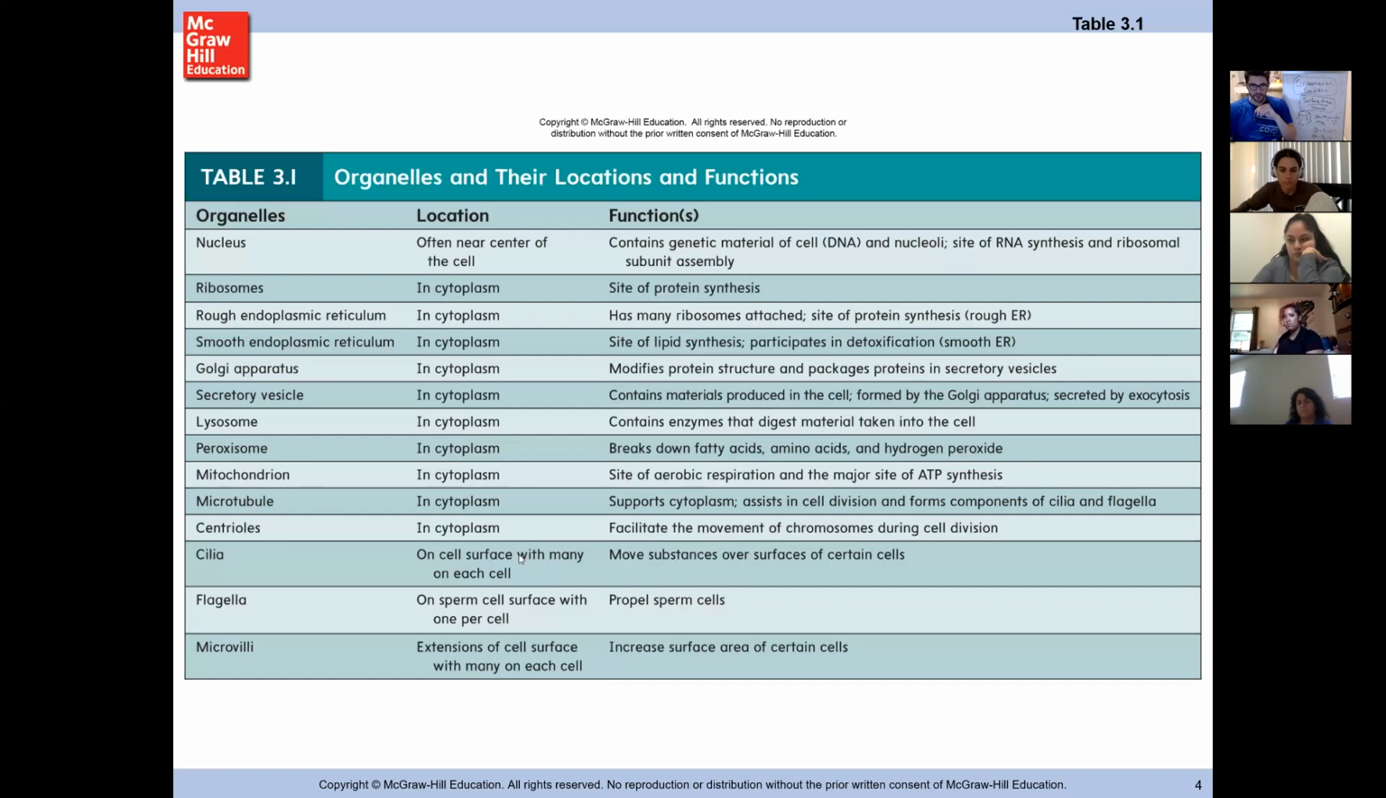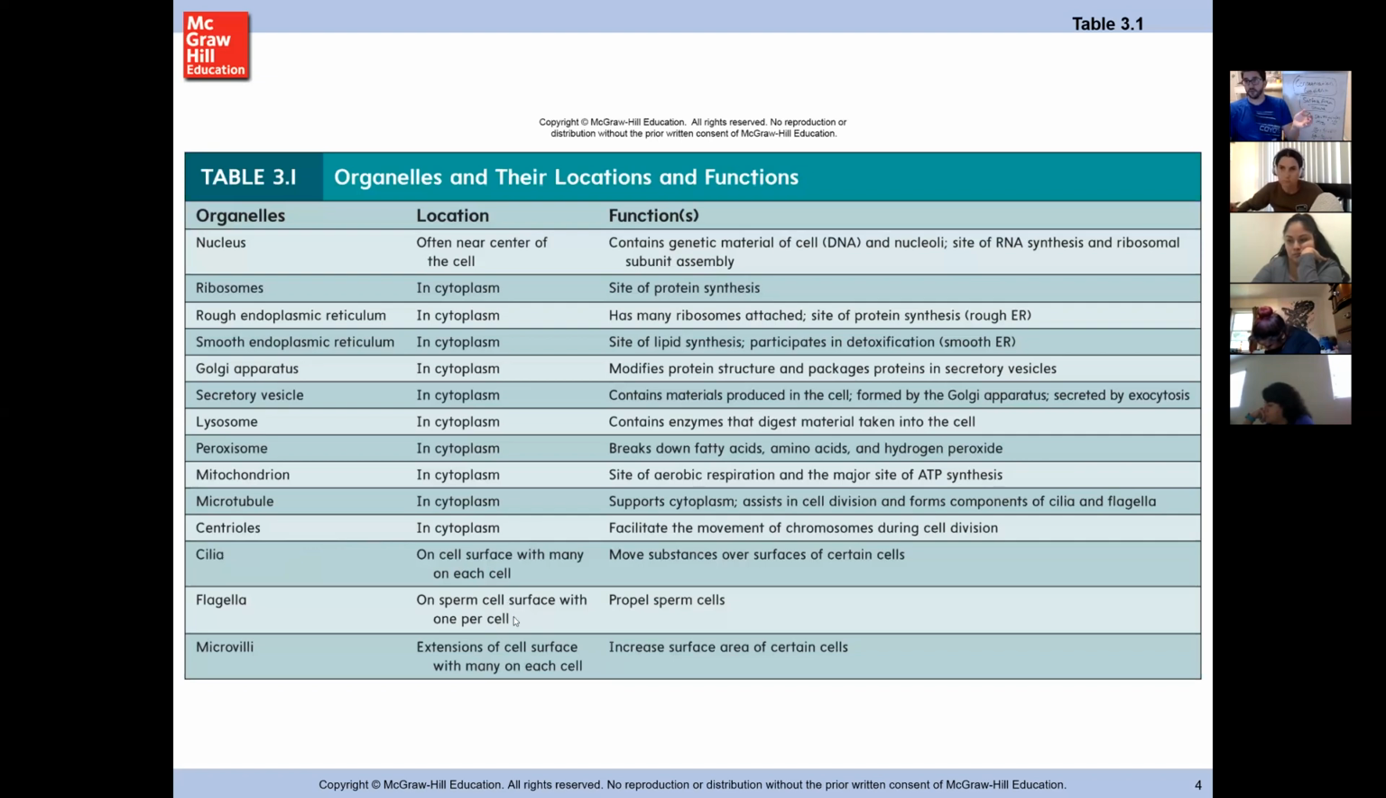So cilia, on the cell surface with many on each cell, move substances over the surface of them, right? So we talked about cilia in tracheal tissue, the lining of our windpipe. These cilia are quite long, and their whole purpose is so that we can expel or cough out any sort of foreign projectiles or bacteria that might get into our throat.